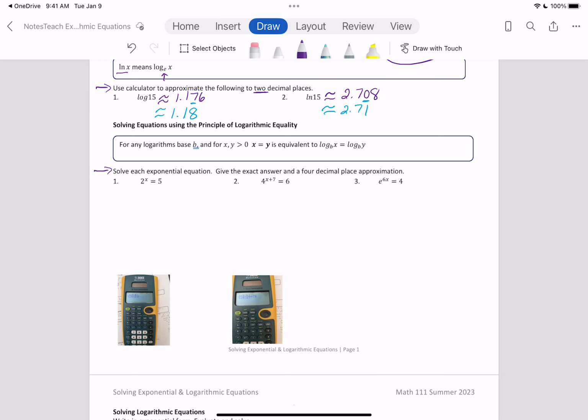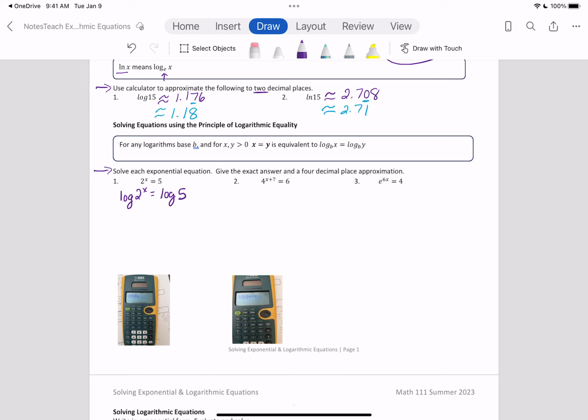So for this first one, 2 to the x equals 5, first notice I cannot write those as the same base, right? There is nothing I can raise 2 to the power of and get 5. So we need an alternative way to solve this, and what we're going to do to get that exponent down is use the inverse, and I'm going to what we call log both sides. So I'm going to write log 2 to the x equals log 5.